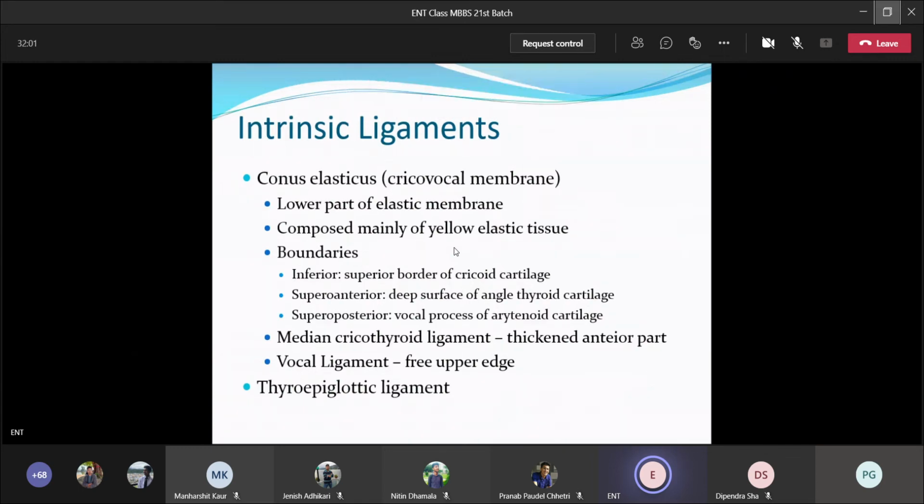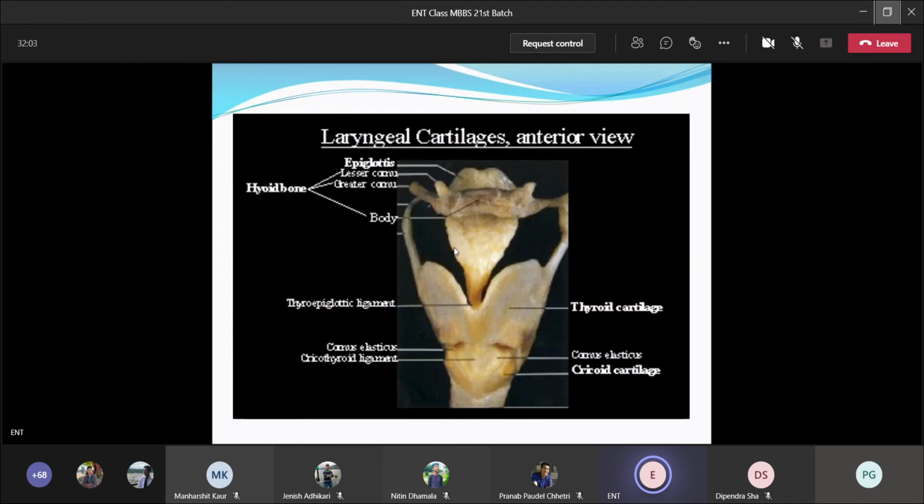Now come to another slide, laryngeal cartilage. It is showing the anterior view. In the diagram you can see the hyoid bone, epiglottis, lesser cornu, greater cornu, and body of the hyoid bone. Then the thyroepiglottic ligament, thyroid cartilage, conus elasticus, and cricoid cartilage are shown in the anterior view of the laryngeal cartilage.